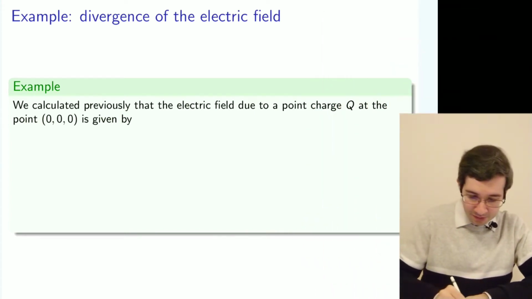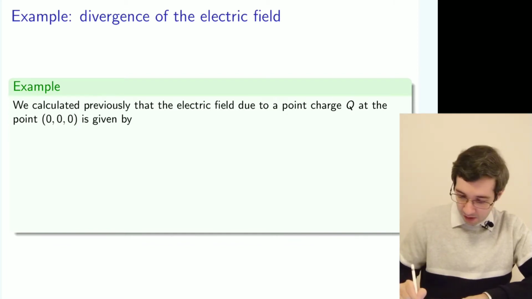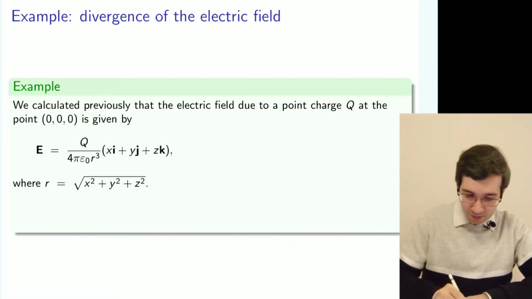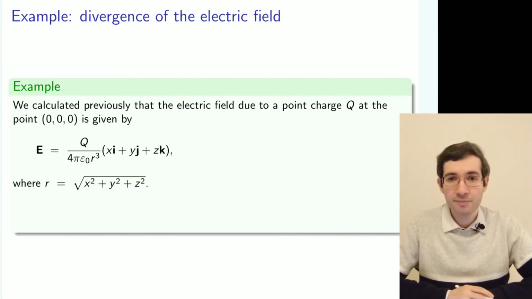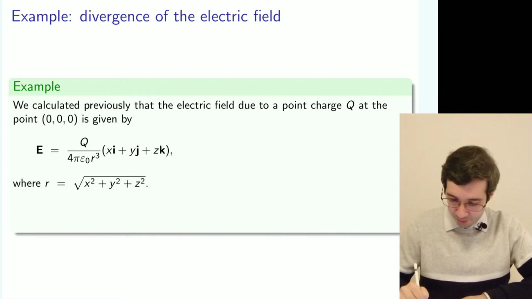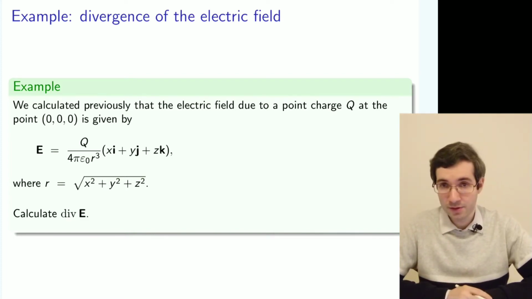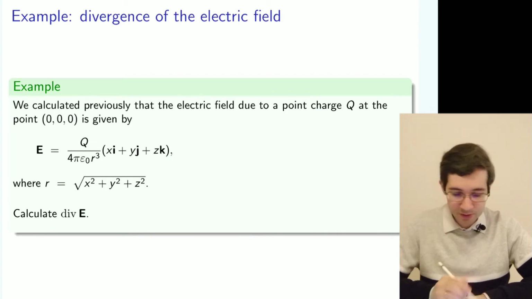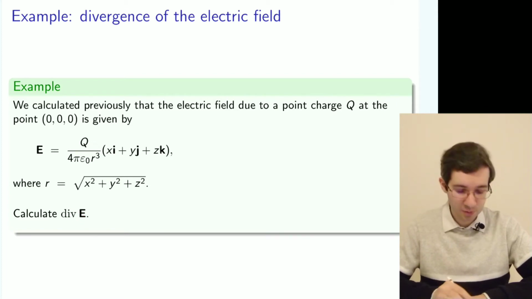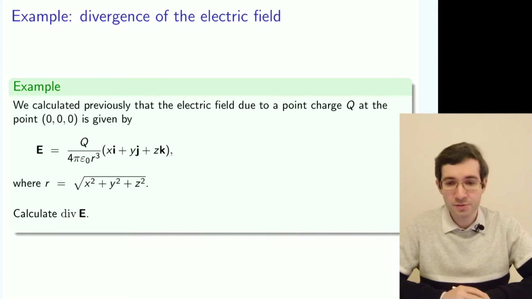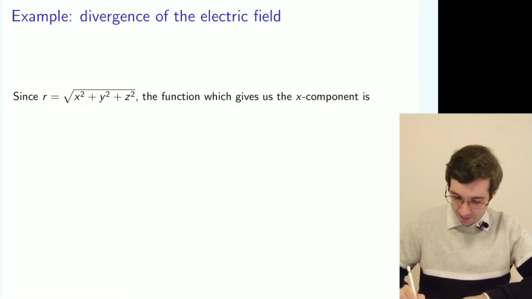So let's try to understand, if we know what is the electric field of that vector field, what would be the divergence of that vector field? So the question is, in mathematical terms, calculate the divergence of the vector field given by that expression, where q and epsilon 0 are constants. So how to do it?